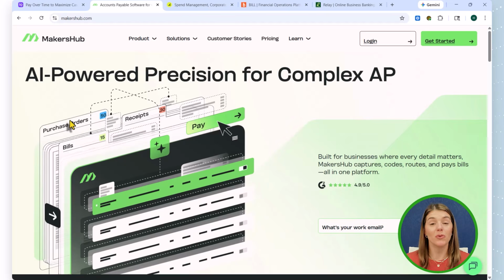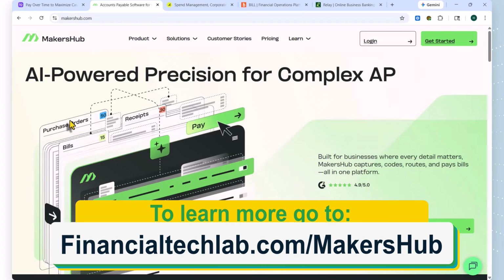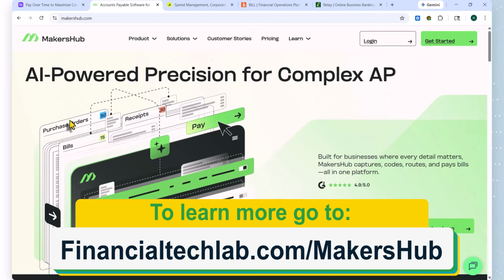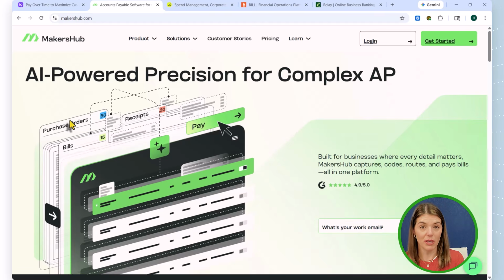Okay, so one player I'm really excited about in the accounts payable space is called MakersHub. Now, MakersHub would have been great for me to have a number of years ago when I worked with a heavy inventory business, and we were having to put lots of bills into the system line by line and actually code each one of those lines to a particular inventory item in QuickBooks Online. And it took a lot of time.